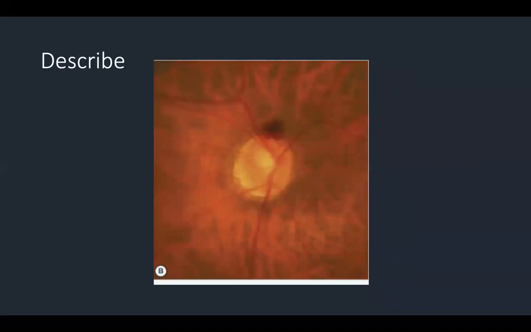This is a disc photo of the right eye showing what seems to me a cupping around, I would say, 0.6, 0.7. The disc is normal in size. I can appreciate a superior hemorrhage at the disc margin. It seems to be a myopic fundus.